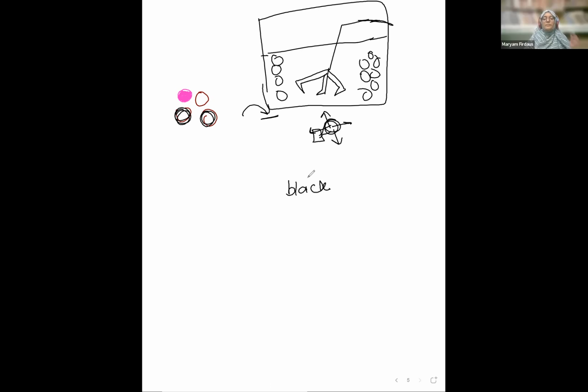And the probability that you will pick the pink toy is very low, whereas the probability that you will pick the black toy is very high. Why? Because the black toy is everywhere, and the pink is only one. So now you're understanding the difference, what we mean by probability.